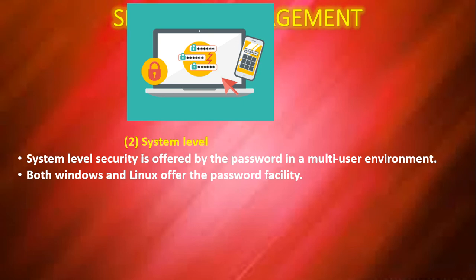So our personal information, data and files can all be stored in our account. It provides a secured environment for your data. It cannot be accessed by other users also. Both Windows and Linux offer the password facility.